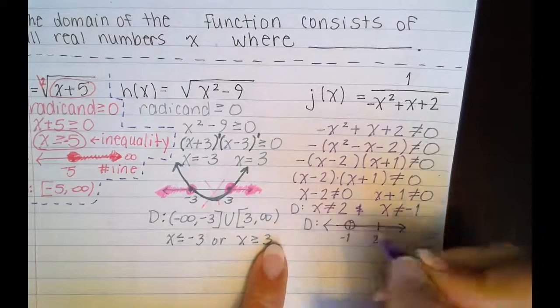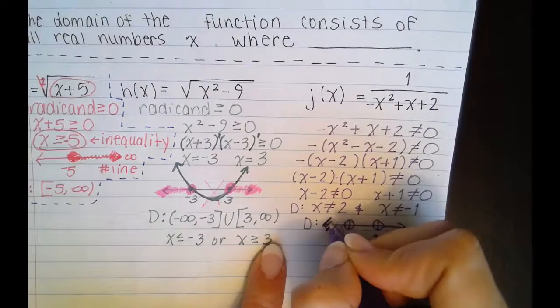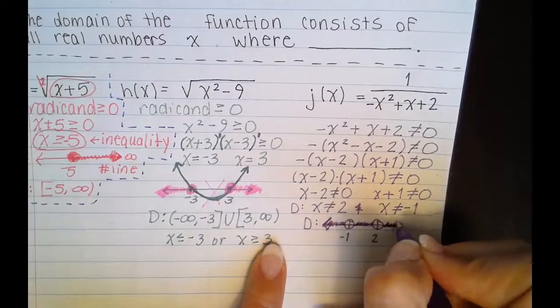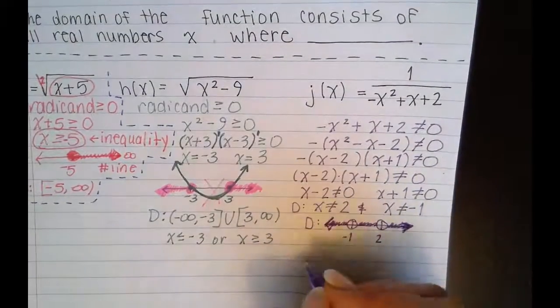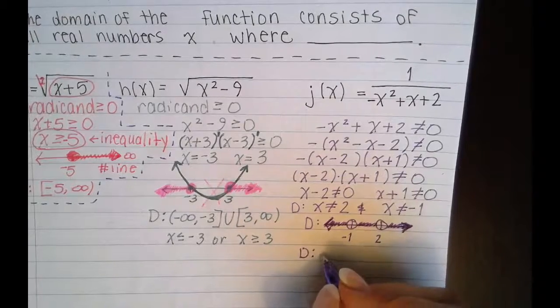Interval notation. So that means from negative infinity until negative 1, not including negative 1. Union, negative 1 until 2, union, 2 until infinity. Okay? So that's interval notation.